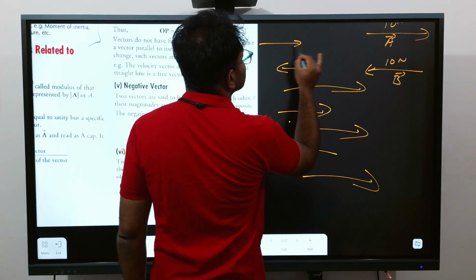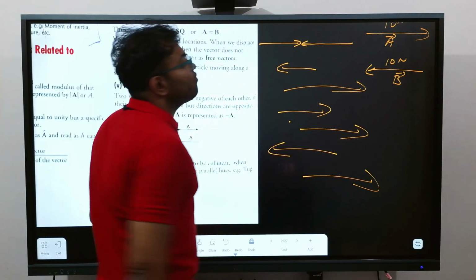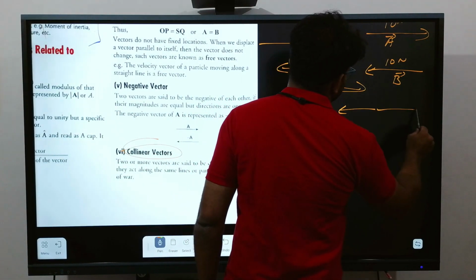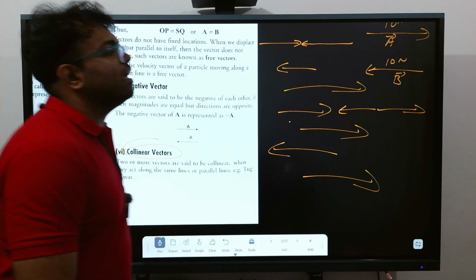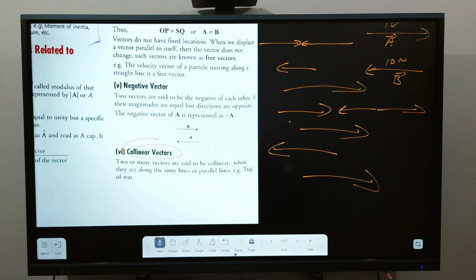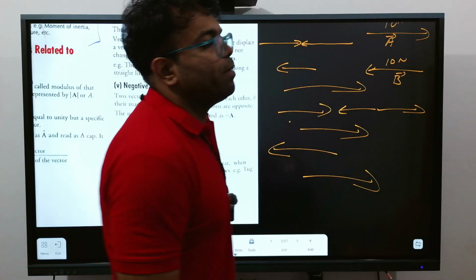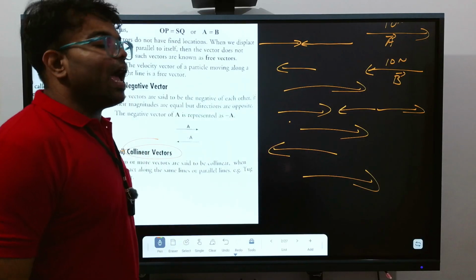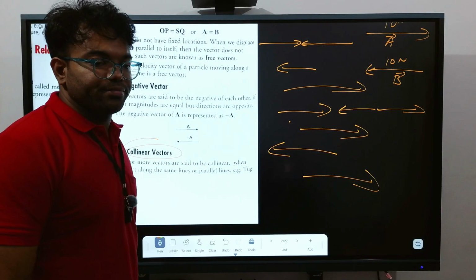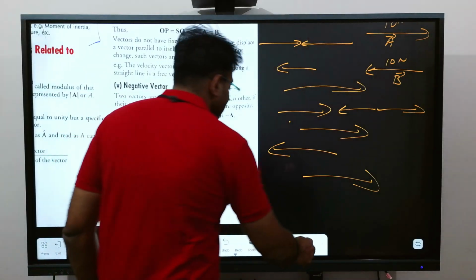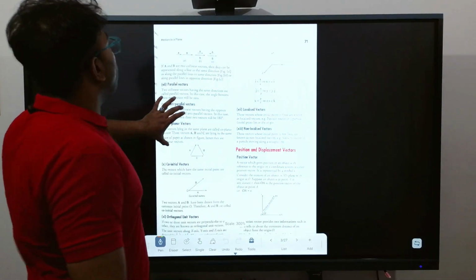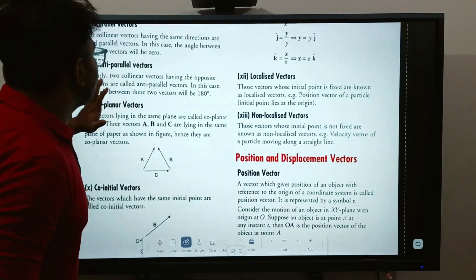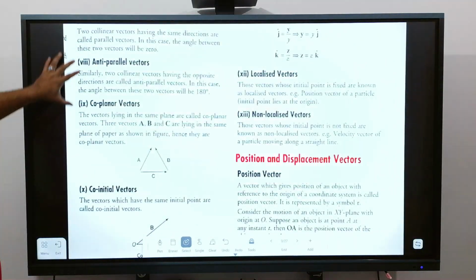Even these vectors are also called collinear vectors, both of them which act on the same line. Or you could have these vectors in the opposite direction in the same line. They are also called collinear vectors. They just have to be parallel to each other. Understood? They just have to be parallel to each other and you get collinear vectors. Look at this. All of these are examples of collinear vectors.